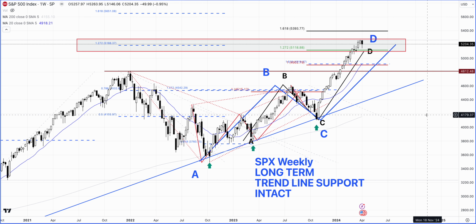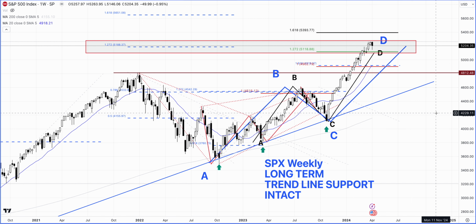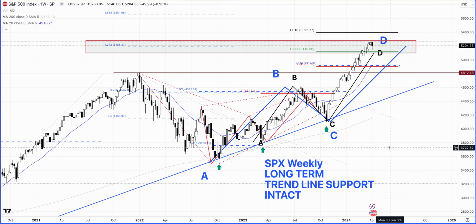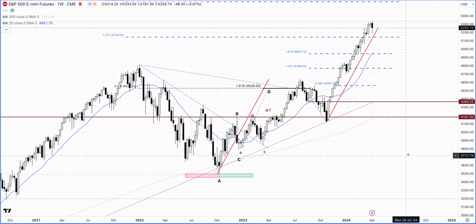So that would indicate that perhaps things are changing a little bit. So really watching that very carefully. And this is for the S&P 500 cash market. So with that, let's take a look at the S&P 500 futures.